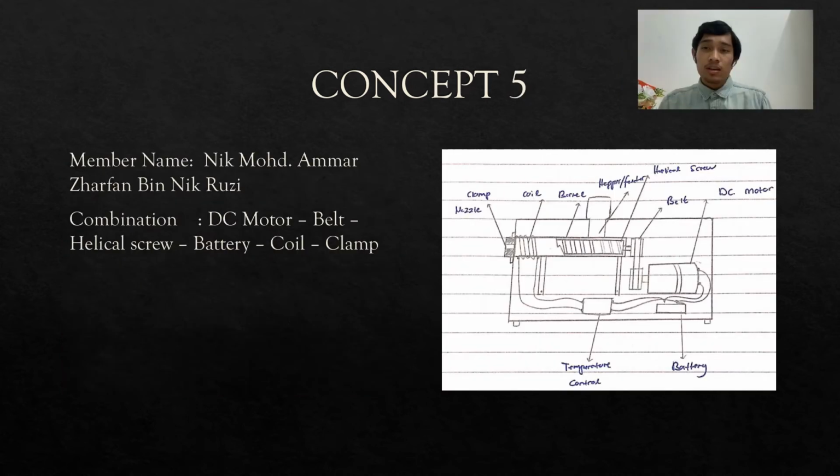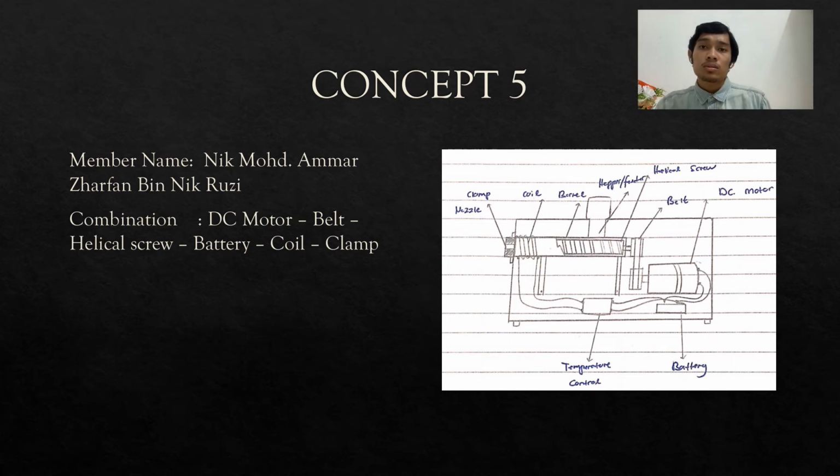Thank you. Today I will present to you about my concept, which is concept 5. The combination that I have used for this concept is a DC motor as a drive unit, with a belt as the linkage from the motor to the helical screw as the moving mechanism for the material to go to the heating element, which is the coil. For this concept, I decided to use a battery as the power source, as it is the best combination for a DC motor. For the nozzle, I have decided to use a clamp nozzle because it can be adjusted as we wish and is easy to install.